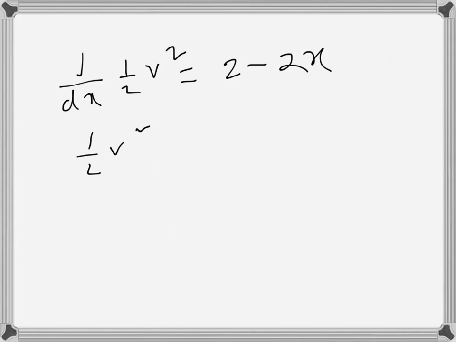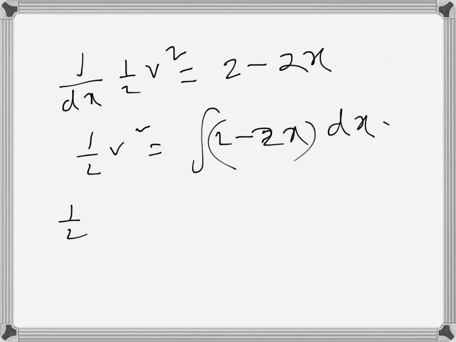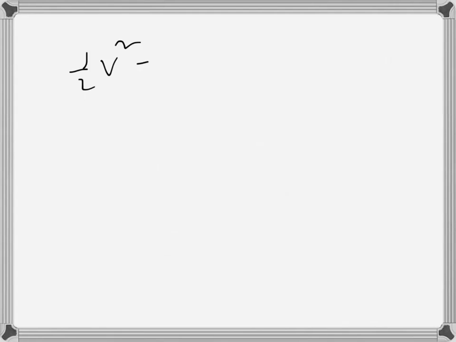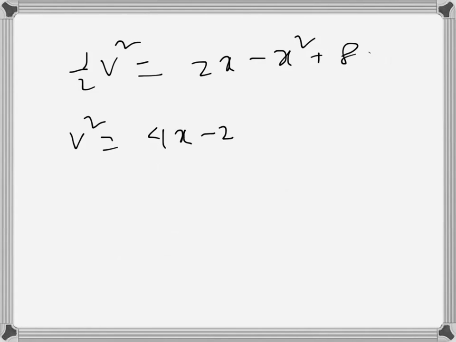So if I integrate both sides, it becomes 2 minus x dx there, so half v squared equals 2x minus x squared plus c. So when x is equal to 0, v is 4, so 4 squared over 2 there, so c is 8. These are gone because x is 0. So I have half v squared is equal to 2x minus x squared plus 8, or v squared is equal to 4x minus 2x squared plus 16, or v will be like that.